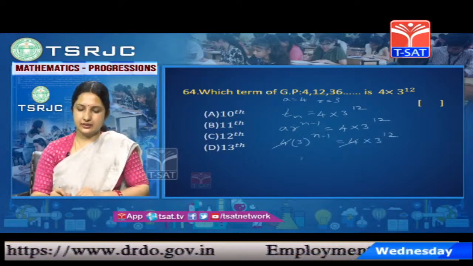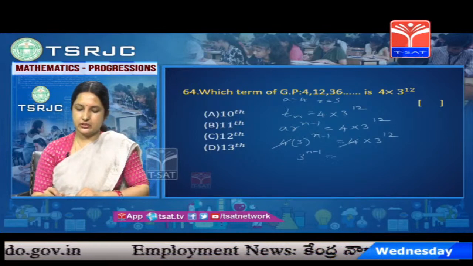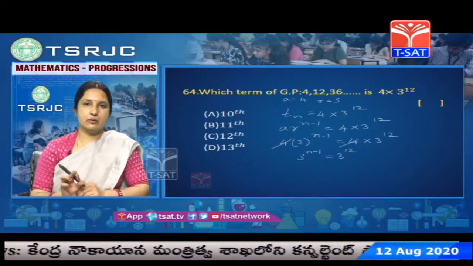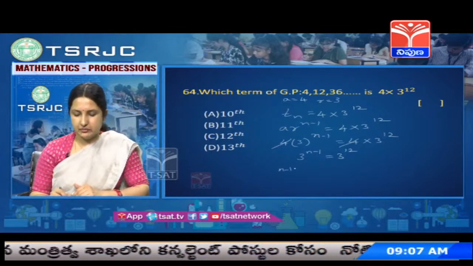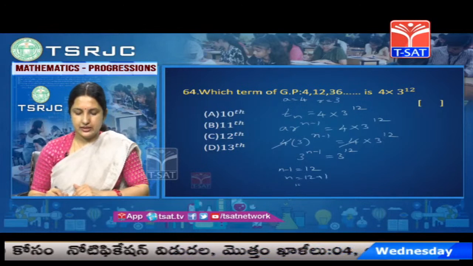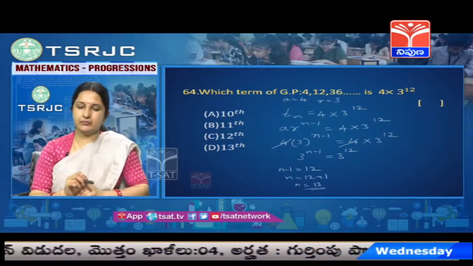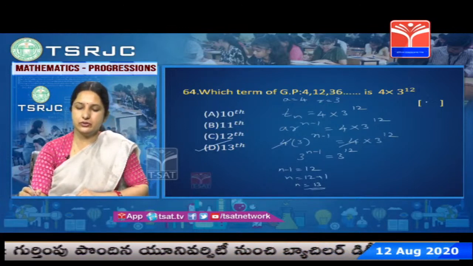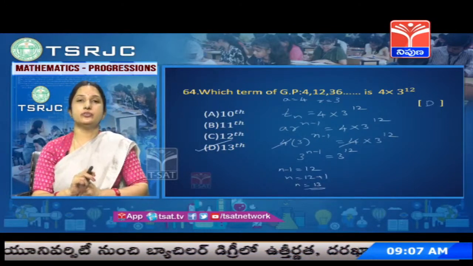4 gets cancelled. 3 power n minus 1 equals 3 power 12. Bases are same, so powers also should be equated. n minus 1 equals 12. Then n equals 12 plus 1, that is n equals 13. So 13th term of the GP is 4 into 3 power 12.